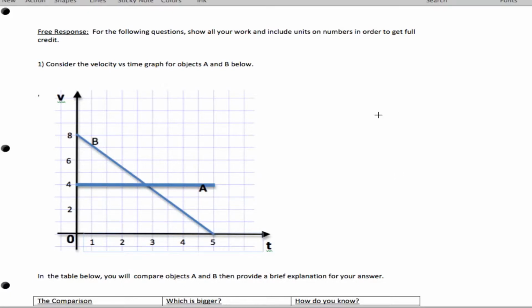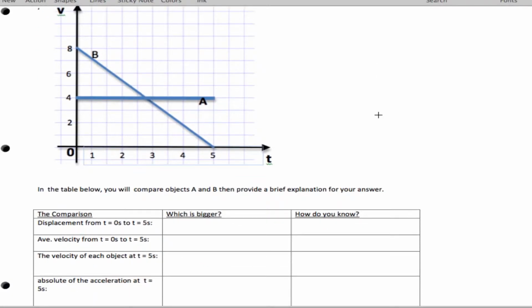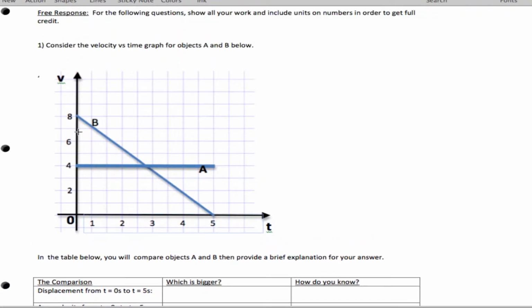All right, this is question number 1 in the free response section, and let's go ahead and do this. So we've got basically two objects, and they've got their velocity versus time graph, and we're going to do some comparisons. This is actually a good one to practice. So if you remember from a previous video that we did, we're going to be comparing a few things.